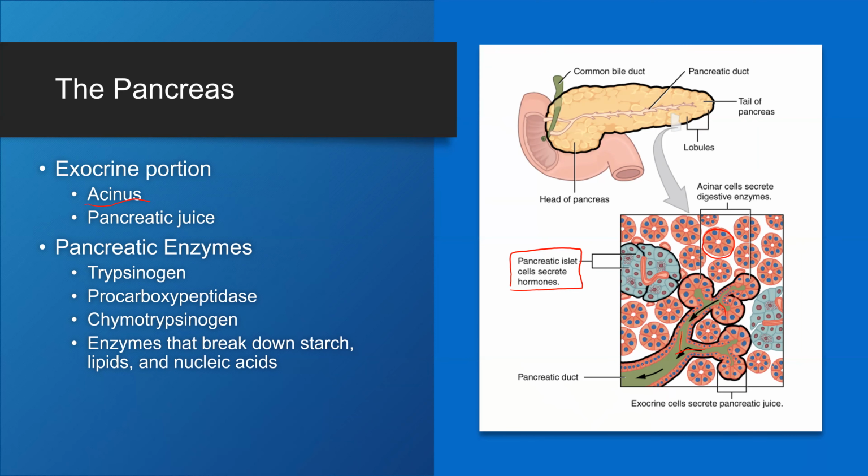Those ducts will unite together, forming bigger ducts, like here our pancreatic duct, and then this our major pancreatic duct, and this pancreatic juice is going to enter the duodenum. It will mix with bile and enter the duodenum. Now the enzymes will include enzymes that break down proteins, carbohydrates, and lipids, like trypsinogen, chymotrypsinogen, procarboxypeptidases, and these enzymes that will break down starch, that is carbs, lipids, and nucleic acids.